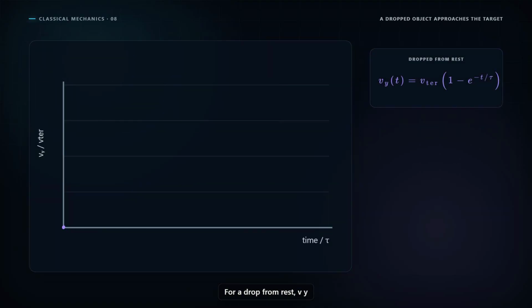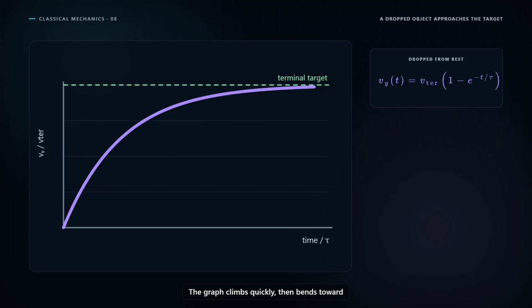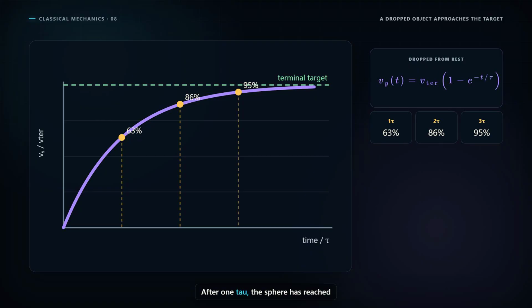For drop from rest, Vy naught is 0. The general solution becomes Vy equals v terminal times 1 minus e to the minus t over tau. The graph climbs quickly, then bends toward a horizontal asymptote. After 1 tau, the sphere has reached about 63% of terminal speed. After 2 tau, about 86%. After 3, about 95%. Those numbers are not separate facts to memorize. Each tau leaves only 37% of the previous velocity gap.